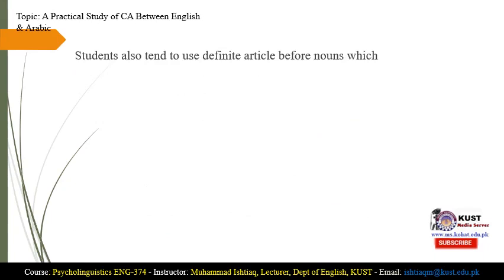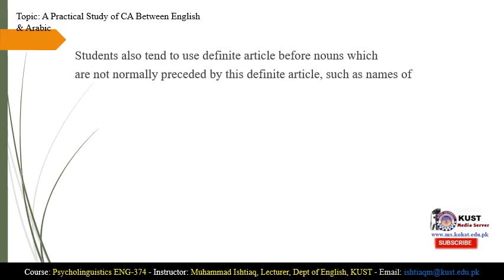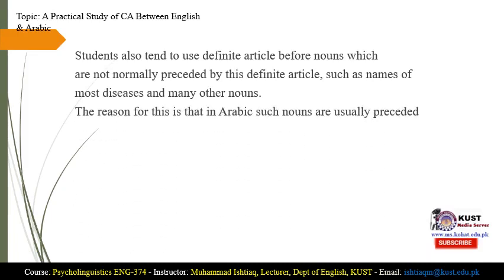Arabic students also tend to use the definite article before nouns which are not normally preceded by the definite article, such as names of most diseases and many other nouns. They use the definite article with nouns which the English pattern does not allow, for instance, names of diseases. The reason is that in Arabic, such nouns are usually preceded by the definite article, but this never means that these nouns will also be preceded by the definite article in English.